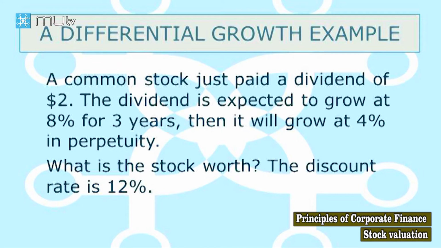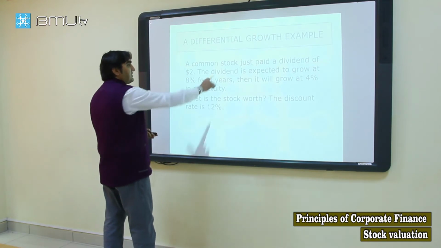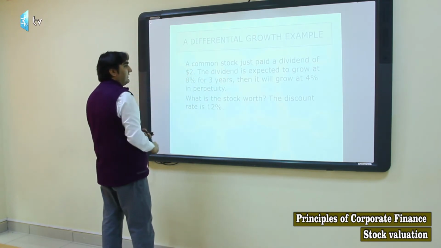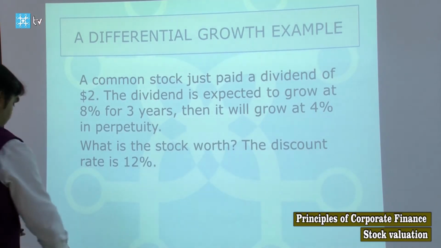A common stock just paid a dividend of $2. The dividends is expected to grow at 8% for 3 years, then it will grow at 4% in perpetuity. What's the stock worth? The discount rate is 12%. Let me write it. So just paid means this is D0, and for 3 years, then it will grow at 4% in perpetuity.